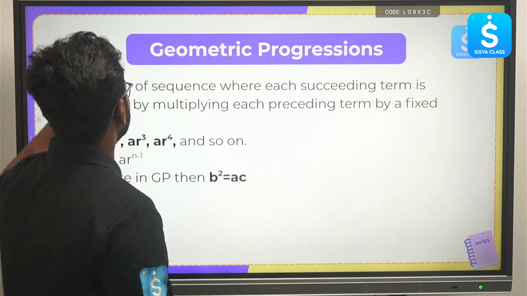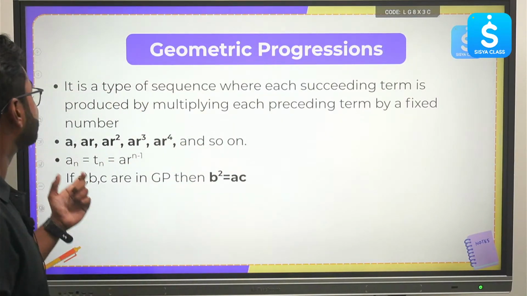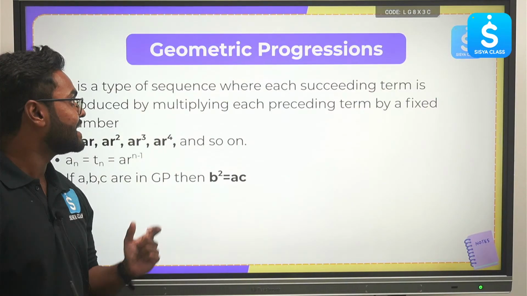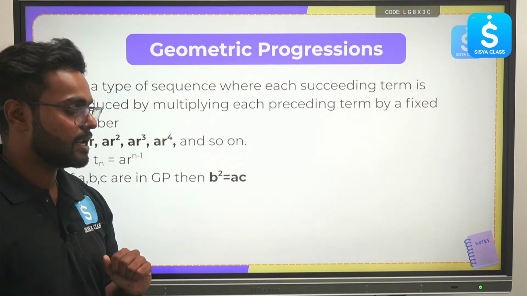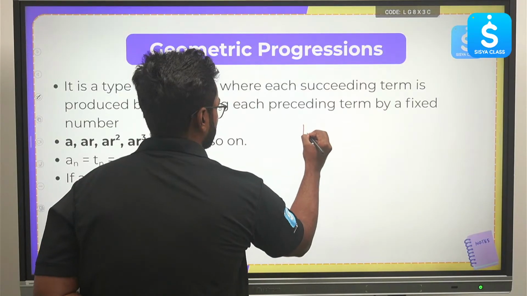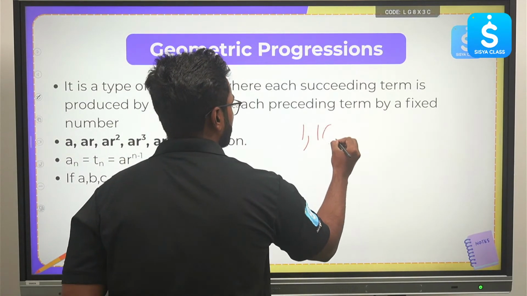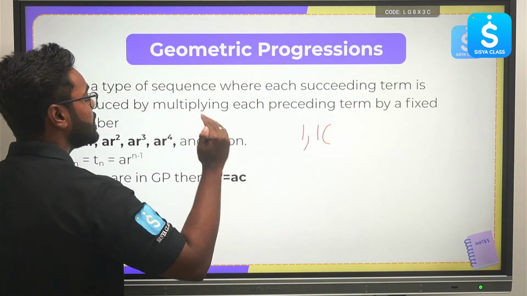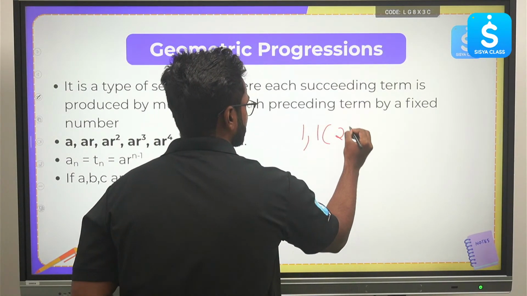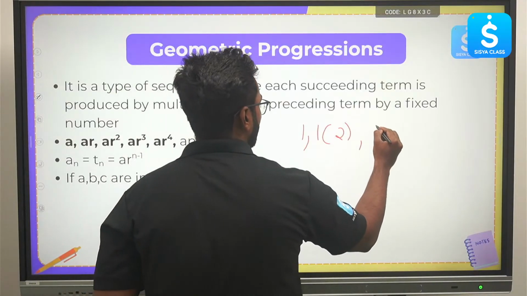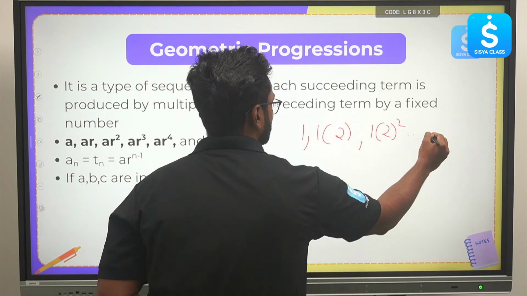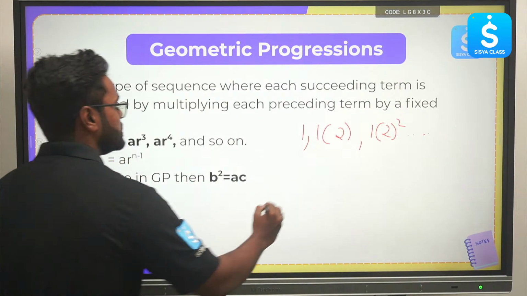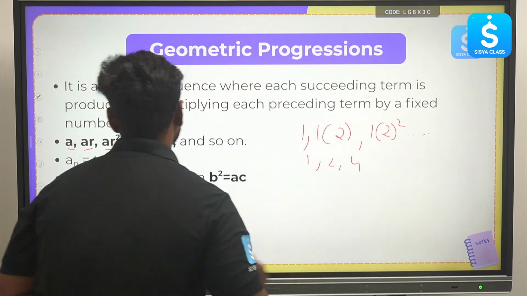Let's go on. Coming to geometric progression. It's a type of sequence where each succeeding term is produced by multiplying the preceding term by a fixed number. Let's take an example. Let us take 1. The second term would be 1 into the fixed number, let me take it as 2. Now it would follow on with 2 square and so on. That is the form a, ar, ar square and so on. This would be 1, 2, 4 and so on.